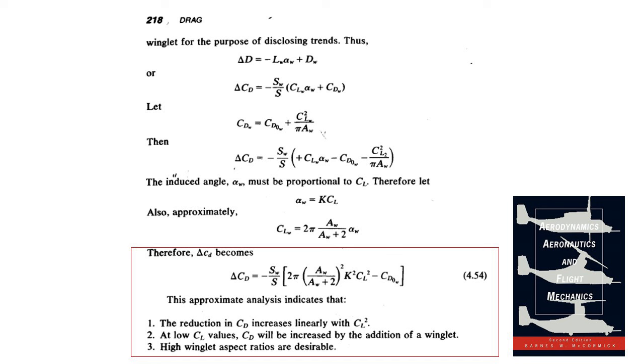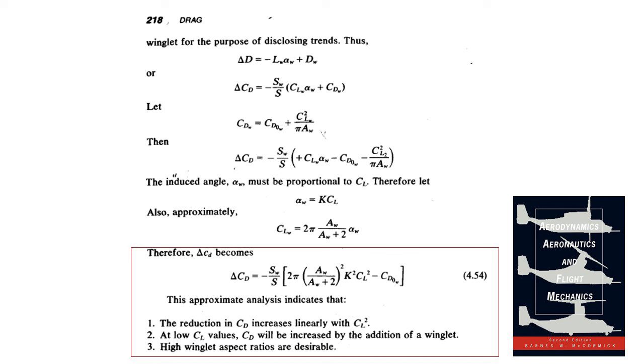Anyways, this drag coefficient relationship indicates that with winglets, the CD reduction increases linearly with the square of the lift coefficient. This should sound familiar because we reviewed a simplified form of this equation a few minutes ago. Also, it's important to note that with this relationship, at low lift coefficients, the drag coefficient will be increased with winglets. Remember what we reviewed earlier.